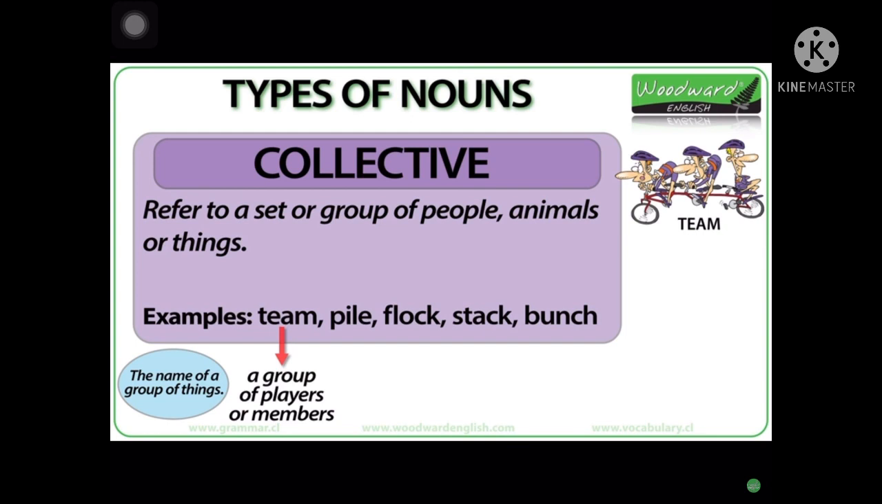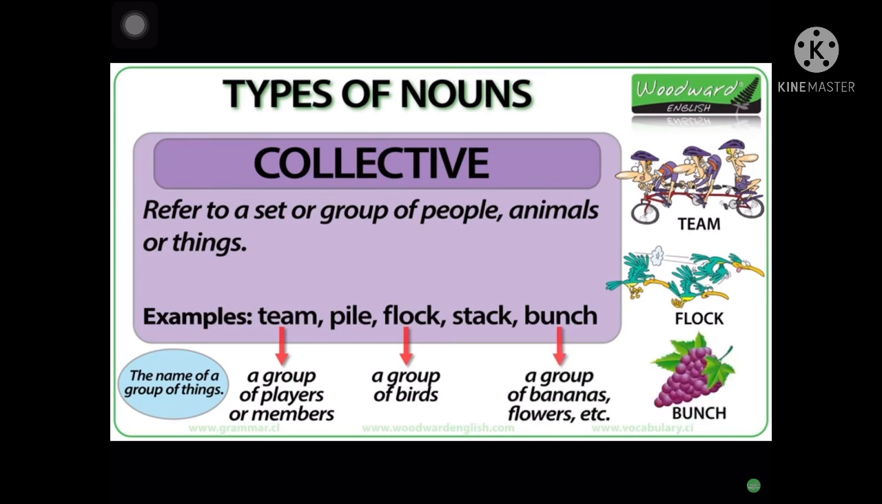A team is a group of people, often players or members of something, who have come together to achieve a common goal. A flock is a group of birds. A bunch is a group of things, typically bananas, grapes, or flowers.